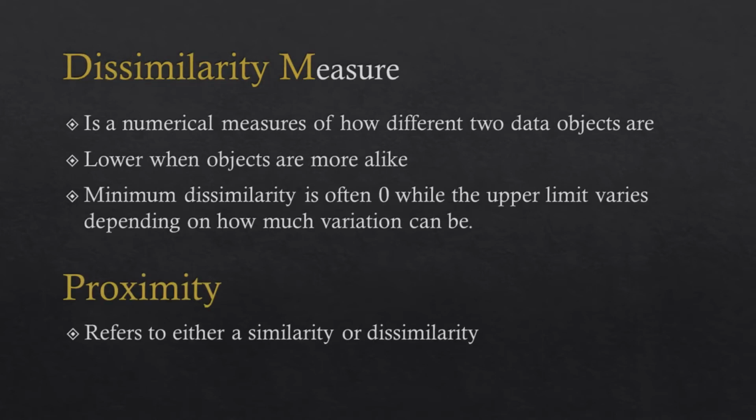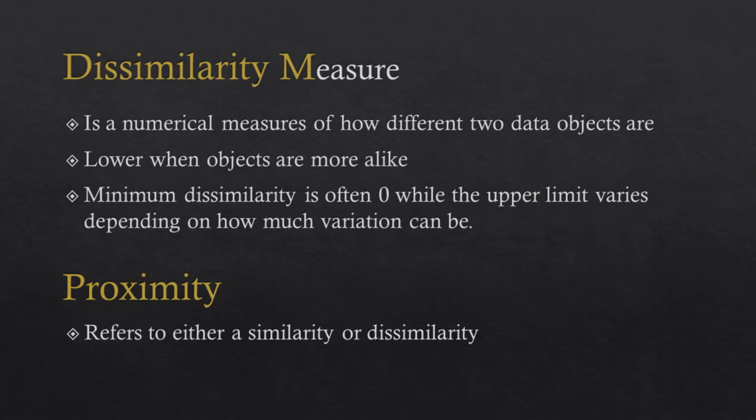Dissimilarity measure is a numerical measure of how different two data objects are. So it is also a numerical measure of how different the two objects are. So, kabaliktaran po siya ng similarity measure. Next is lower when objects are more alike. So, sa kabaliktaran, kapag ang value is lower, the objects are more alike. Next is minimum dissimilarity is often 0, while the upper limit varies depending on how much variation can be. So, minimum dissimilarity is often 0, upper limit may be any number.